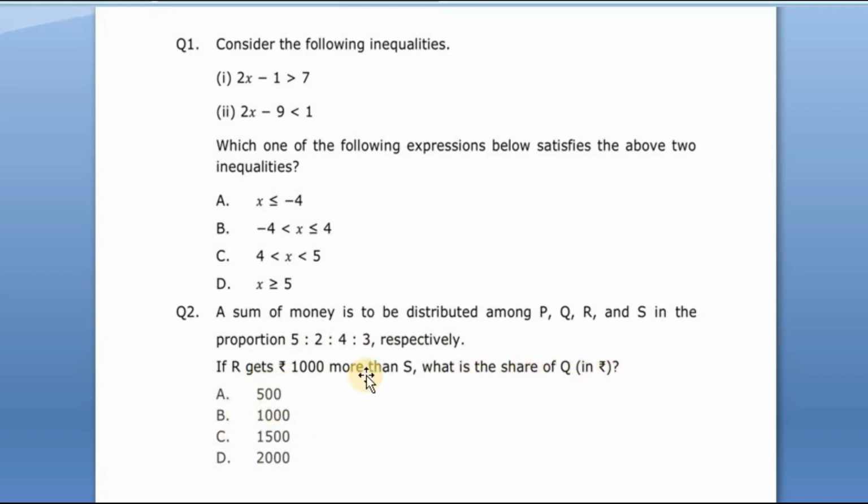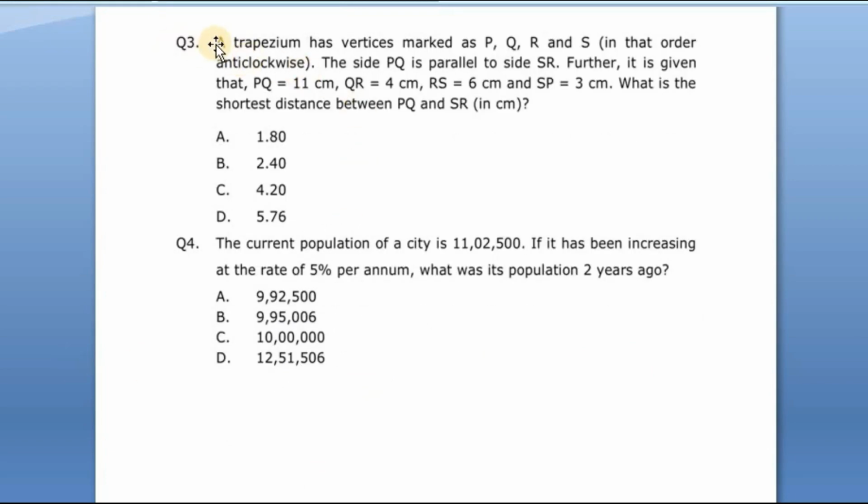So next, third question, a trapezium has vertices marked as P, Q, R and S in that order anticlockwise. The side PQ is parallel to side SR. Further, it is given that PQ is equal to 11 cm, QR is equal to 4 cm, RS is equal to 6 cm and SP is equal to 3 cm. Then what is the shortest distance between PQ and SR?